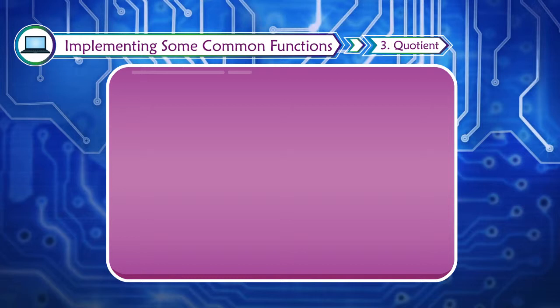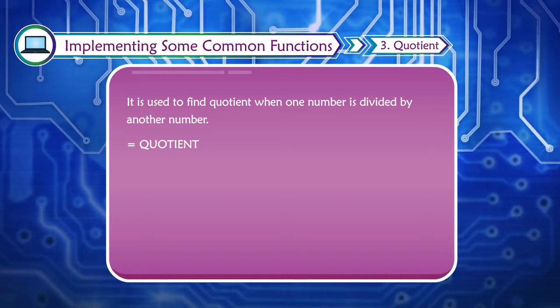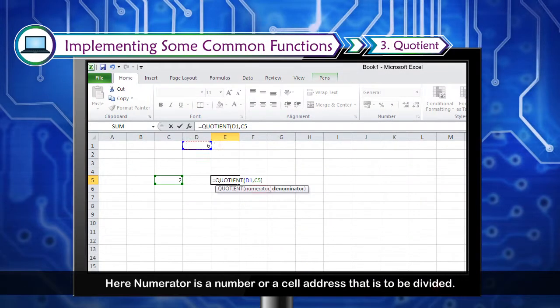3. Quotient. It is used to find the quotient when one number is divided by another number. =QUOTIENT(numerator, denominator). Here, numerator is a number or a cell address that is to be divided. Denominator is a number or cell address by which the numerator is to be divided.